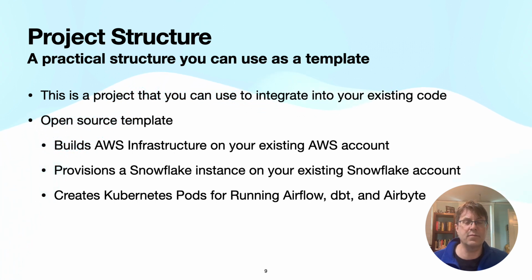Here in this project, I provide you a practical structure to use as a template. The reason for this is I want you to have a project that you can integrate into your existing code. So use the open source project as a template so you can build AWS infrastructure in your own account. It's driven by configurations. You can provision a Snowflake instance on your existing account. You can create the Kubernetes pods. You can run Airflow, dbt, and Airbyte all within AWS.